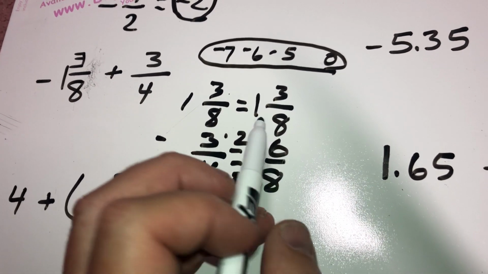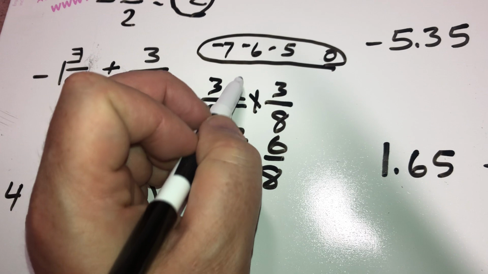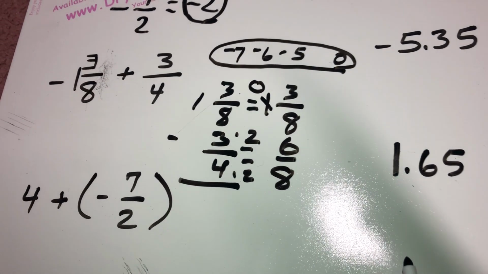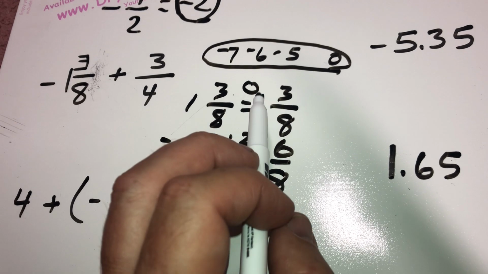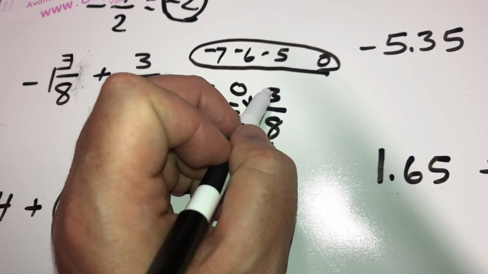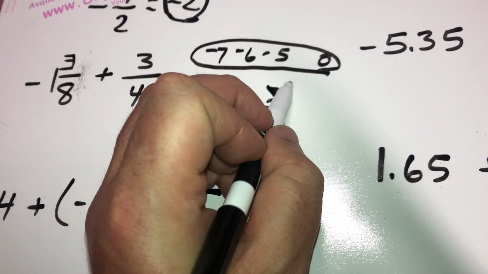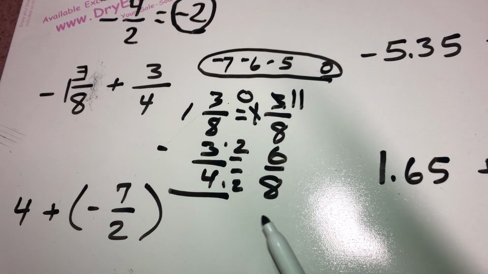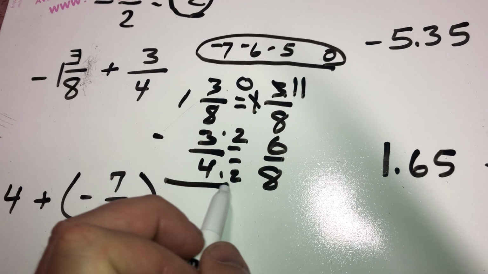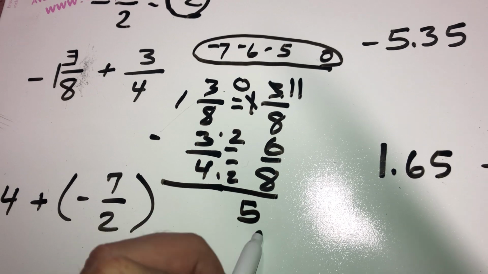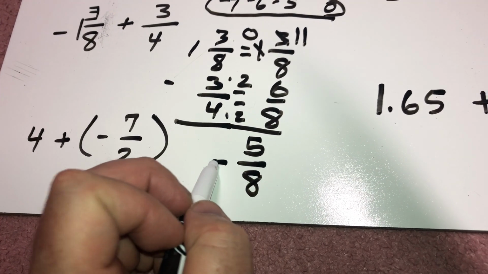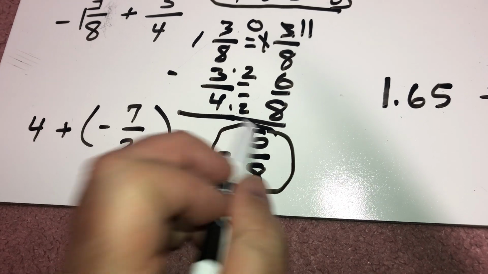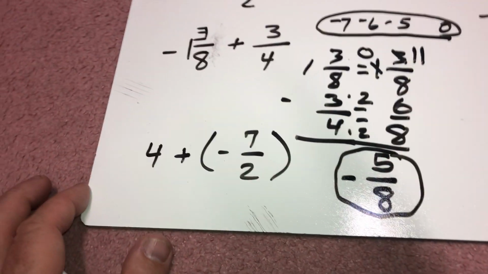Well, I can't do 3/8 minus 6/8. So I'm going to borrow from the 1 and make it a 0. And so I'm going to add 8/8, which is my 1 whole part, to the 3/8. 3/8 plus 8/8 is 11/8. So it's 11/8 minus 6/8, which is 5/8, but it has to be a negative 5/8. All right, moving right along.